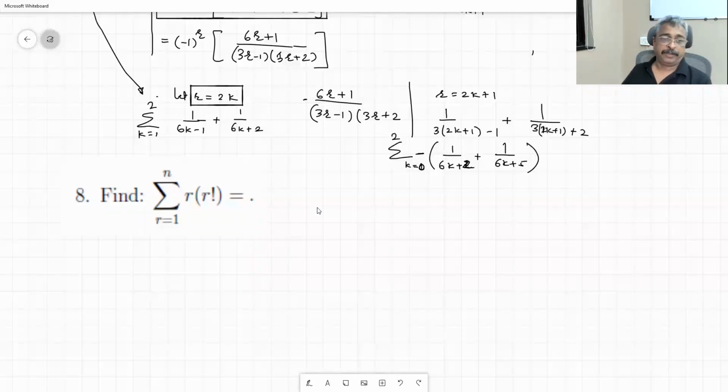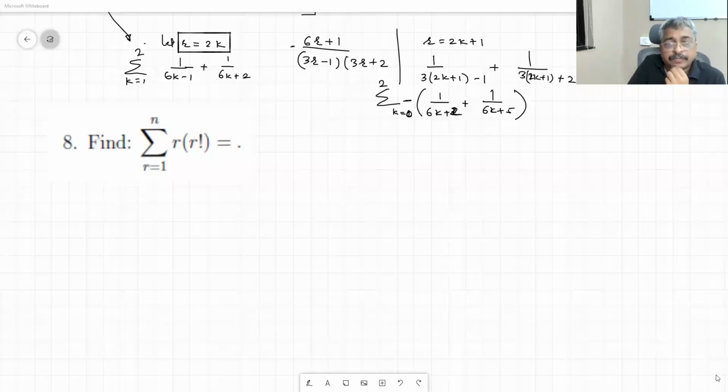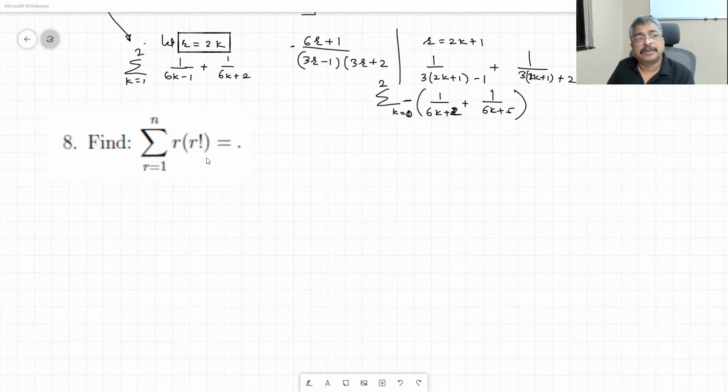Okay, next problem is sigma r goes from 1 to n, r into r factorial. Excuse me, sir, I have a doubt. When you are dealing with factorial notation, it is one notch up difficult problem. So you need to know some tricks, one of which I am going to show you now.